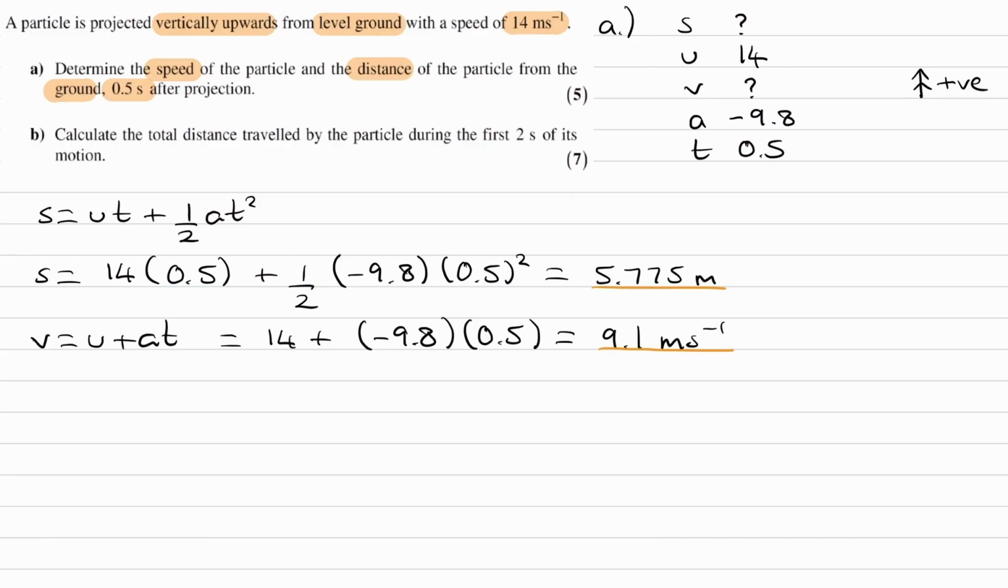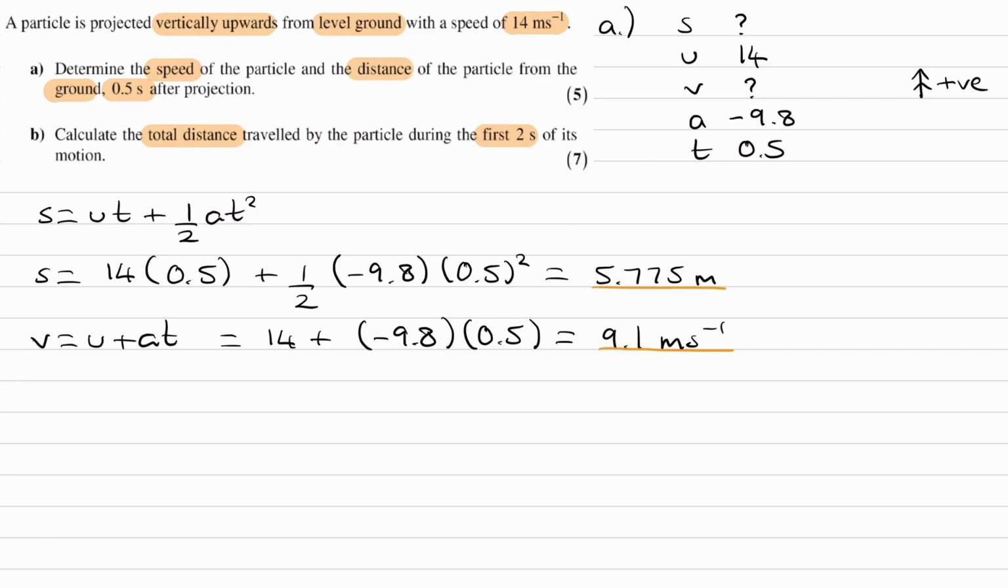Part B, calculate the total distance travelled by the particle during the first 2 seconds of its motion. Okay, so this is where we need to consider what I was talking about before. We need to know, is the particle going up and then coming back down? In which case we need to consider 2 different stages for this question. Or is it just simply going up, in which case the displacement will just simply be the same thing as the total distance travelled? The fact that it's 7 marks, more than what we had before, suggests to me that the particle is going up and then back down, and we're going to have to break it up into multiple stages.